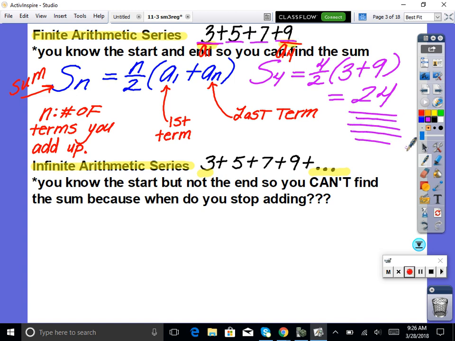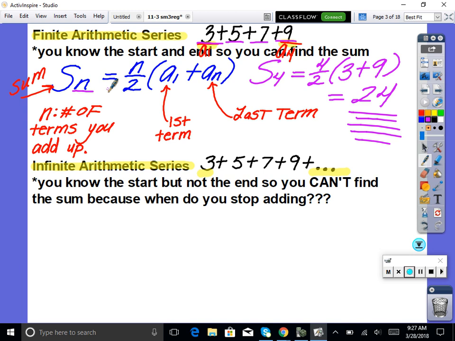Does everybody see? Yes. Because this is the formula. We're summing up 4 terms, so 4 over 2. Number of terms we're summing up. Does that make sense? Okay, so you can use that formula to find a finite arithmetic series.